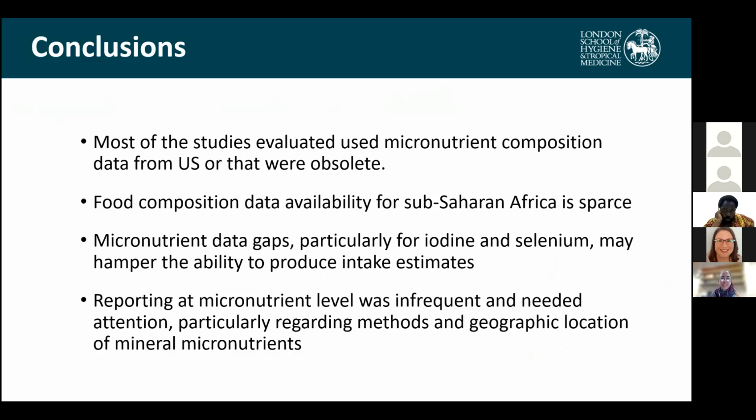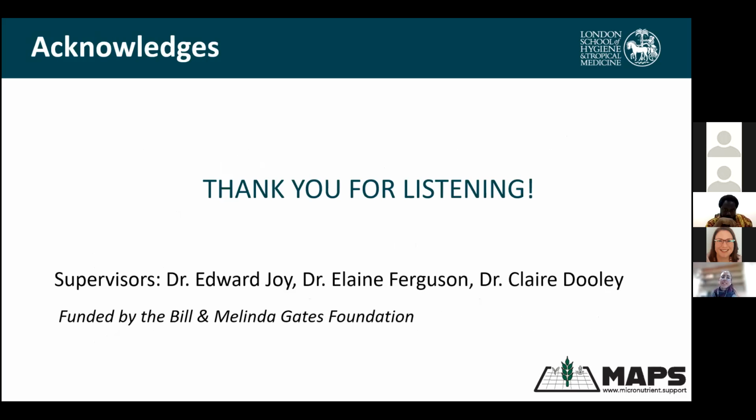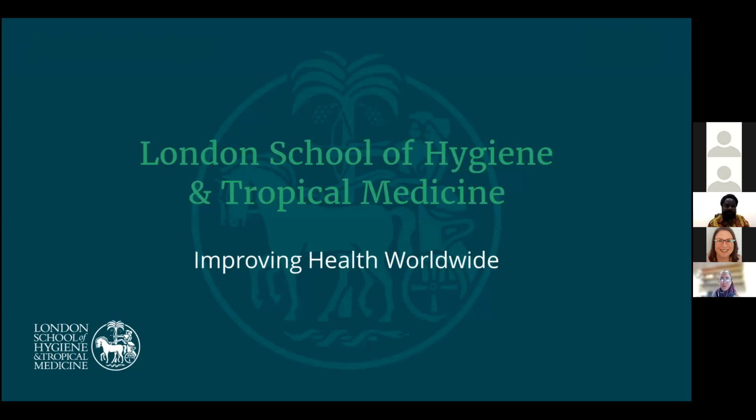So the conclusion is that most of the studies that we evaluated reported data from the US, or the data were obsolete, that food composition data availability for Sub-Saharan Africa is sparse, that the micronutrient data gaps, particularly iodine and selenium, may hamper the ability to produce intake estimates, and that the reporting of those food composition tables needs particular attention regarding methods and the geographic location of the minerals and macronutrients. And lastly, thank you for listening, and thank you to the team that supported this work. Excellent.